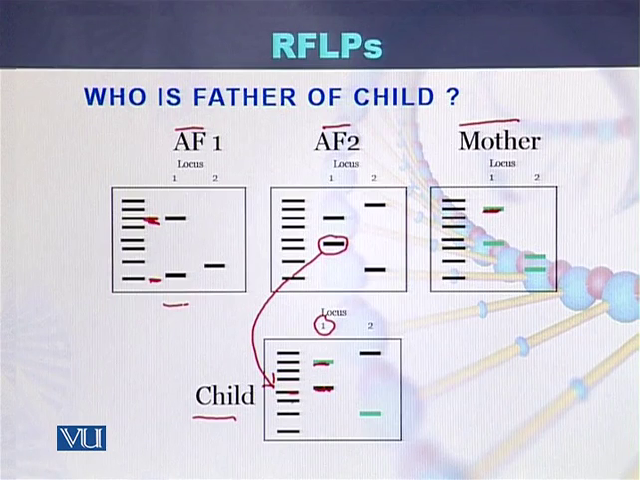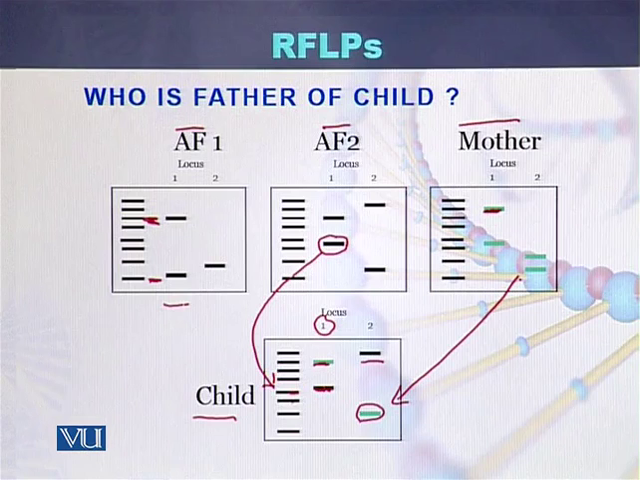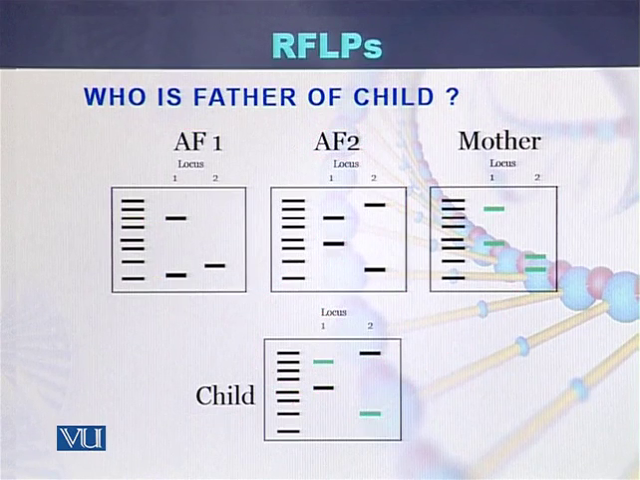Now if we do the comparison for locus number 2, in case of locus number 2, the child has 2 alleles. One is this allele. So this allele has been inherited from the mother, while we have to see whether this allele belongs to father 1 or father 2. If we do the comparison, this is actually the allele which is present in father 2 or AF2. So we can say that AF2 is the person who is the biological father of this child based on the alleles combination.